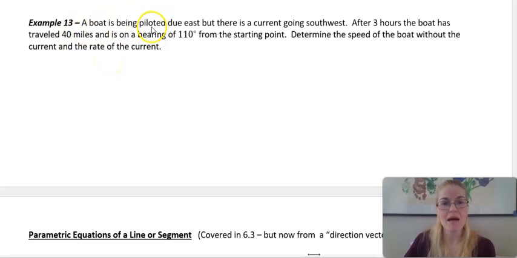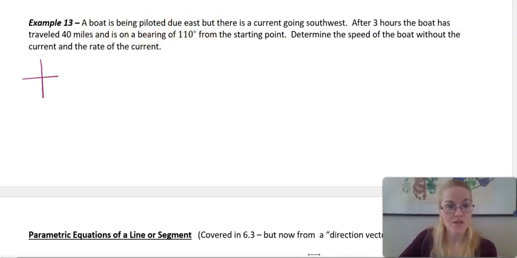A boat is being piloted due east, but there's a current going southwest. Stop right there. What would a boat going due east look like? So a boat going due east, so never eat shredded wheat, so north, east, south, west. So if my boat is going due east, that means what's its direction? Its direction is 0, and so it's got no vertical component.